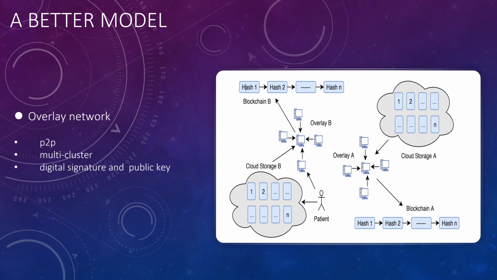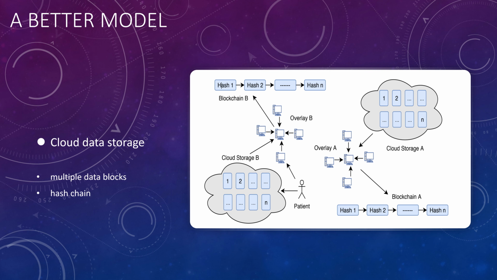Then I will introduce how the model works. The first part is the overlay network, which is based on a P2P distributed structure. The network uses multi-cluster to improve scalability, then uses digital signature and public key to ensure secure data transmission. For example, if a patient wants to share his data with the doctor, the cluster will broadcast the transaction in this group only if the patient's signature is valid and the doctor's public key address is available.